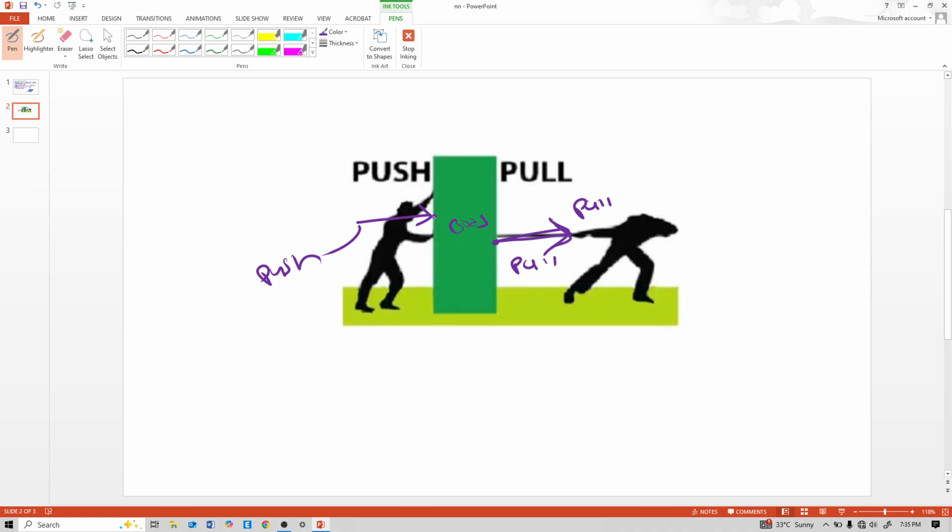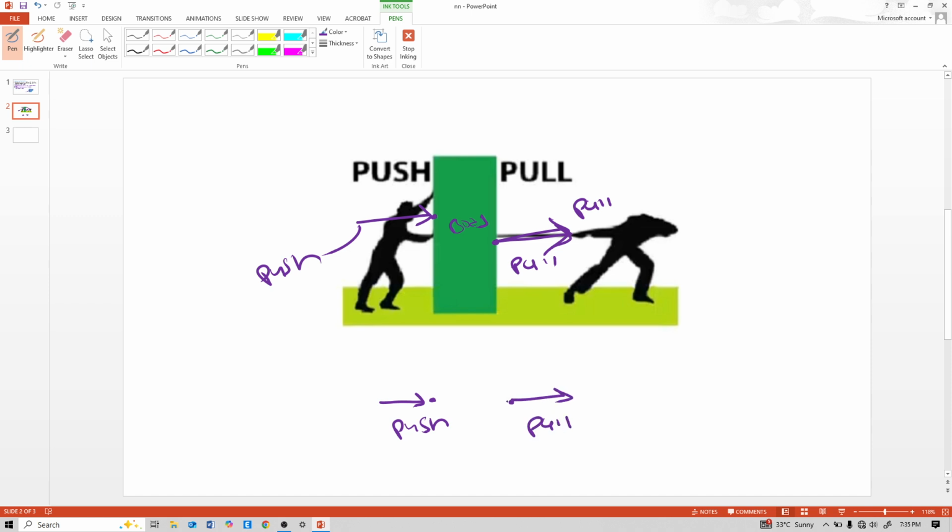See here, this is the point of application, this is the point of application. The sense of the force gives its nature, whether the force is acting towards the point of application, push, or away from the point of application, pull. It is indicated by an arrowhead, like this, push, and this is pull.